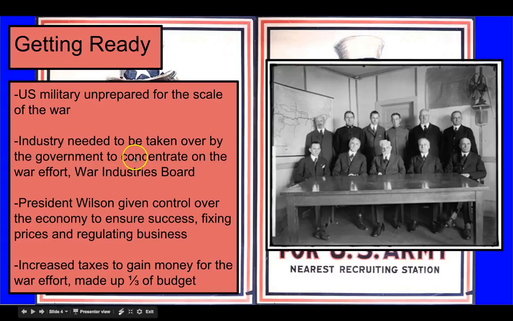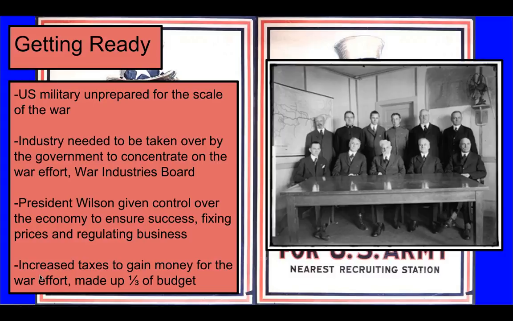So we established something called the War Industries Board, which was in charge of making sure that all industries, whether it be oil or coal or lumber or steel or anything like that, any factory in this country was oriented towards building something for the war effort. President Woodrow Wilson was given a ton of control over the economy to regulate business, to fix prices so we know that businesses are not getting overcharged for their resources, so they can effectively and cheaply produce all of these goods. And we have a huge increase in taxes for the war effort as well.